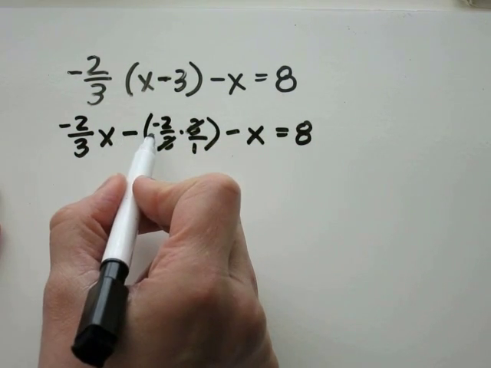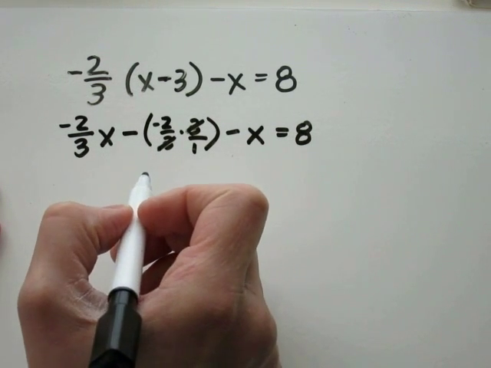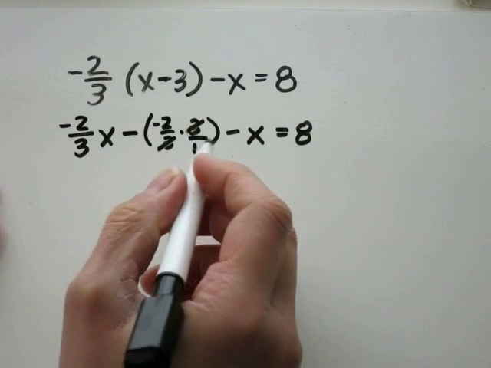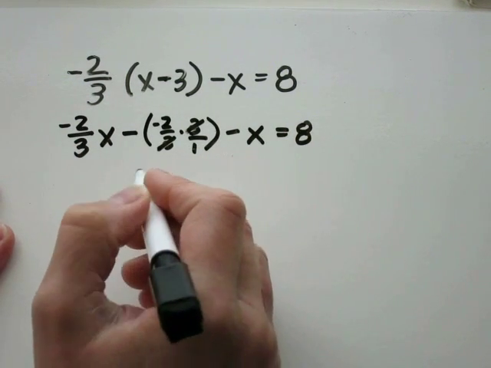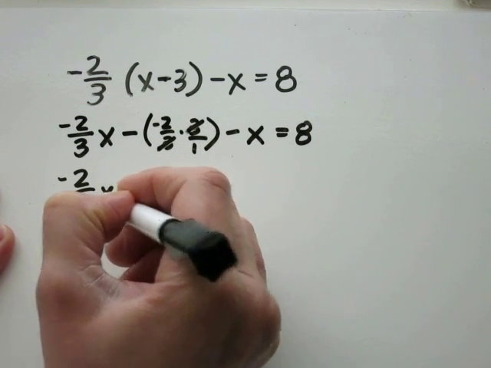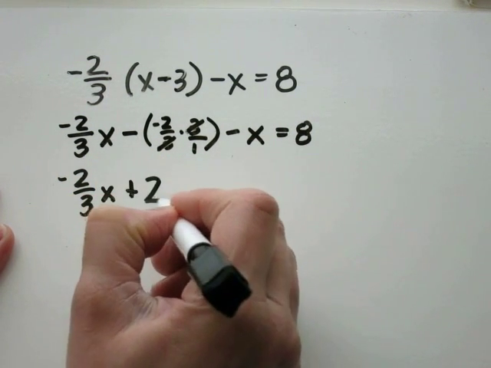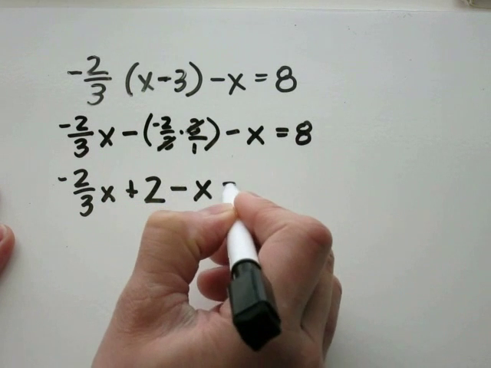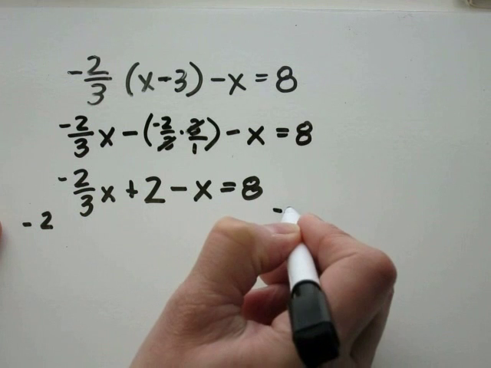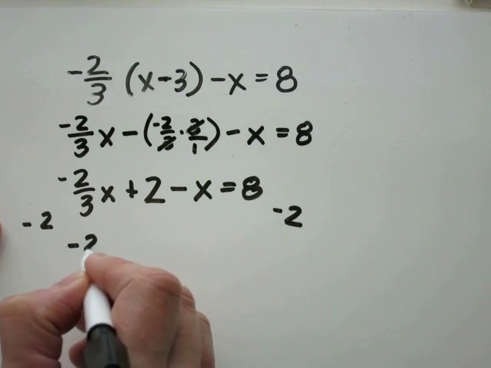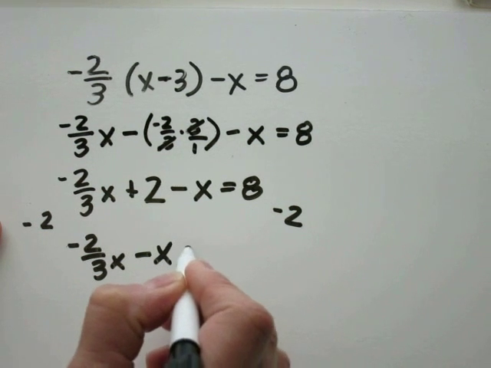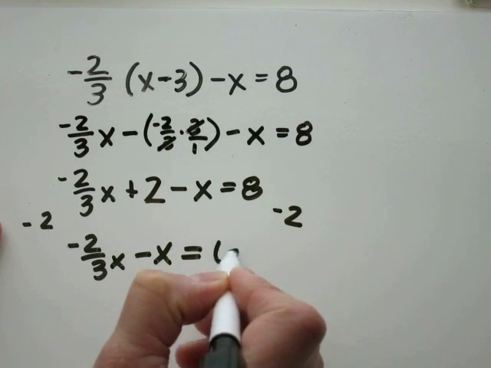Because we're subtracting a negative number, you know that you'll make that a positive or add that number because two negatives equal a positive. So rewriting it, I'll have negative 2/3 x plus 2 minus x equals 8. Subtract 2 from each side. Eight minus 2 is 6.